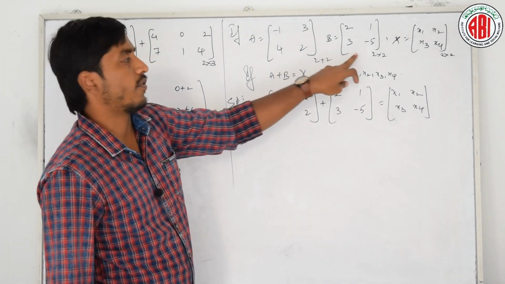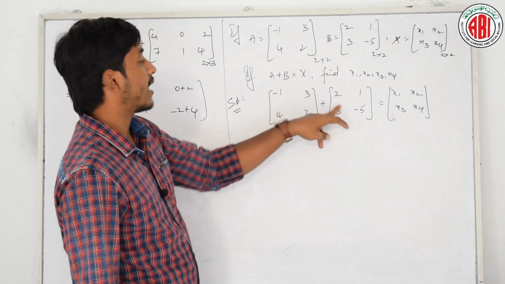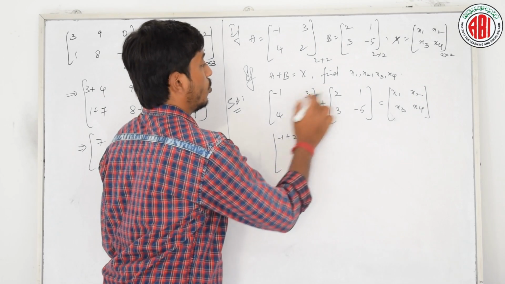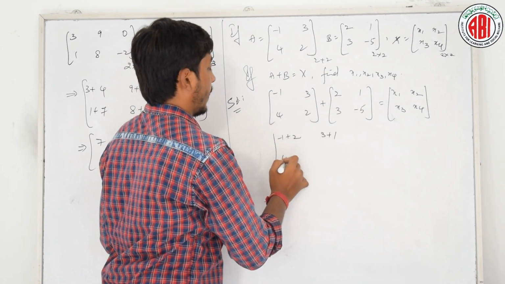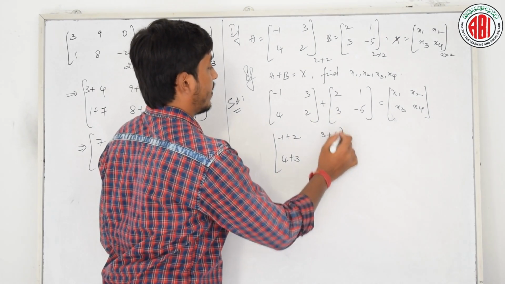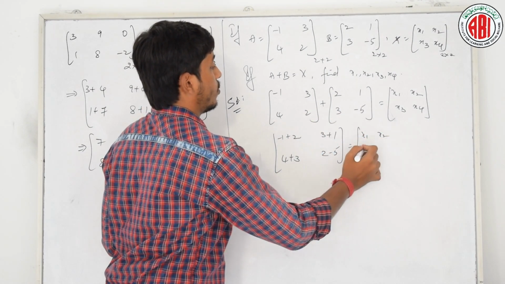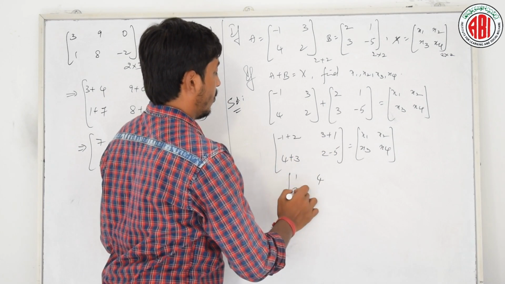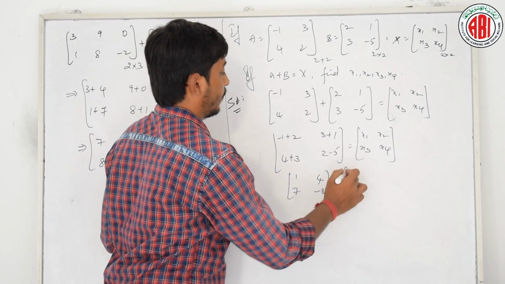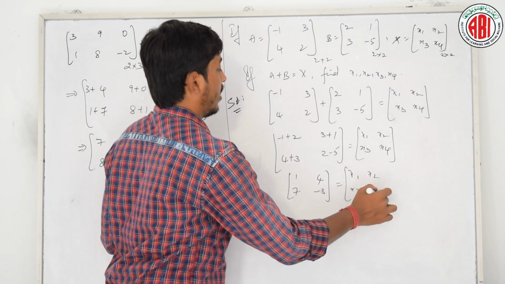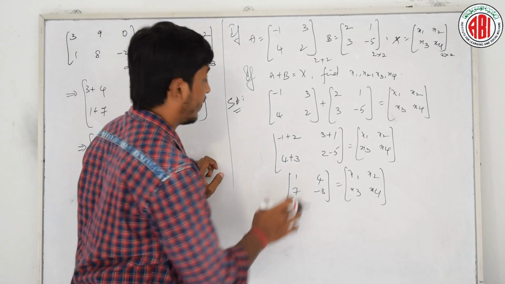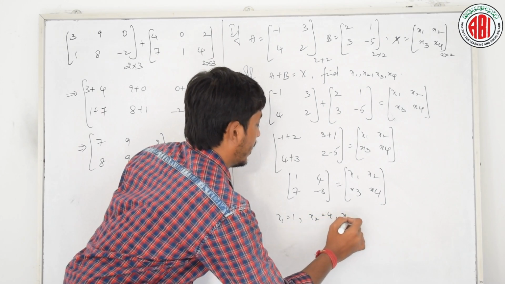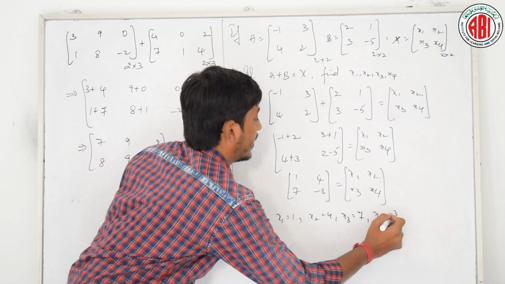Right? Yes, we know the order of the two matrices is equal. Then I can add the corresponding terms. That is, -1 plus 2, 3 plus 1, 4 plus 3 and 2 minus 5 is equal to x1, x2, x3, x4. So -1 plus 2 is 1, 3 plus 1 is 4, 4 plus 3 is 7, 2 minus 5 is minus 3. Right? Now these two matrices are equal, so we have to equate the corresponding elements. x1 is 1, x2 is 4, x3 is 7, x4 is minus 3.